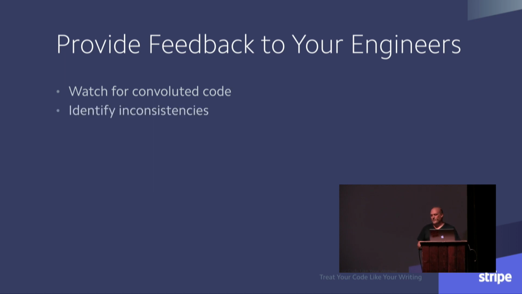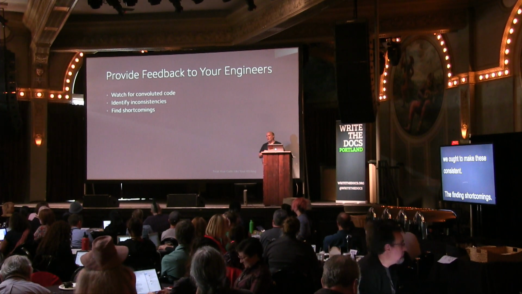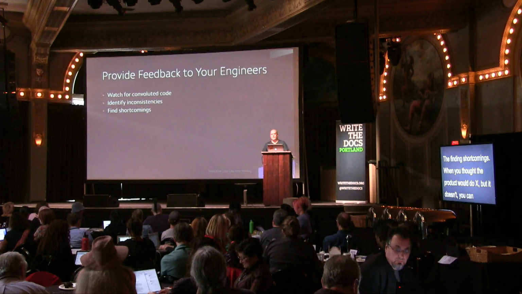You can also use code examples to find inconsistencies that engineers may not have noticed. That might be within a product or across multiple products. So like the Go example for subscriptions uses DEC for description, but over here we use the word description. We ought to make these consistent. And defining shortcomings. Where you thought when you were creating a code example that the product would do X, but it doesn't, you can take that to your engineers.